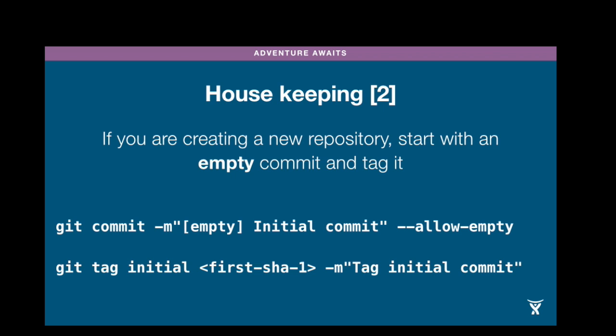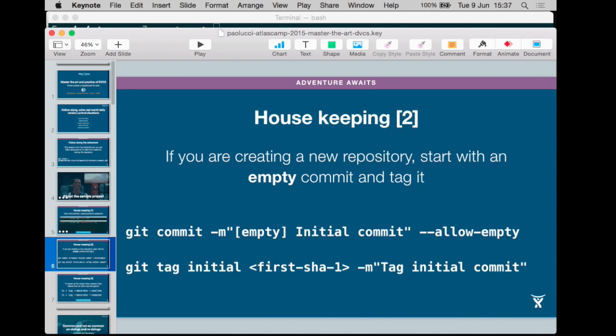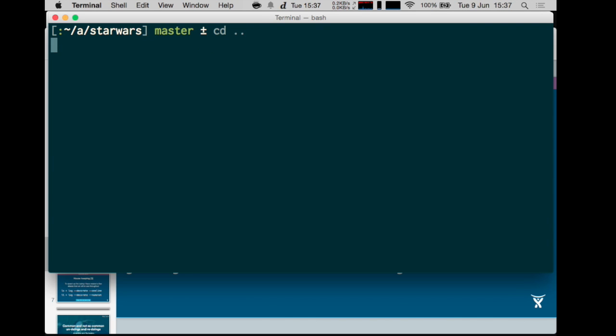The second thing about housekeeping is a trick. It's the first trick I'm going to teach you today, which is that whenever you initialize an empty repository, you should always create an empty commit with it. There are a few reasons for it, but let's just jump right in and I want to show it to you. So let's make a new test project.